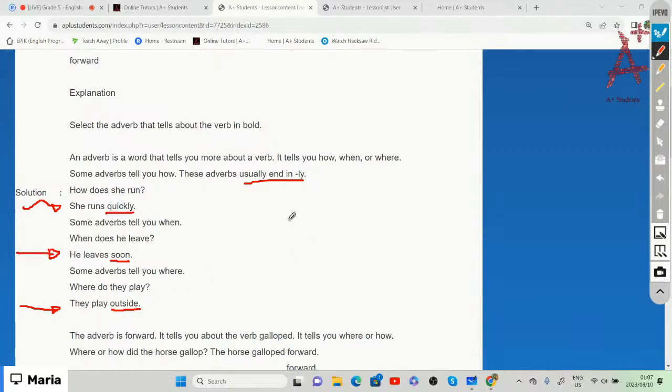And that is but a few examples of adverbs. And we said an adverb is a word that tells you more about the verb, and it tells us how, when, or where. And the adverbs that tell us how usually end in ly. So quickly, hurriedly, surprisingly. So that tells us how.